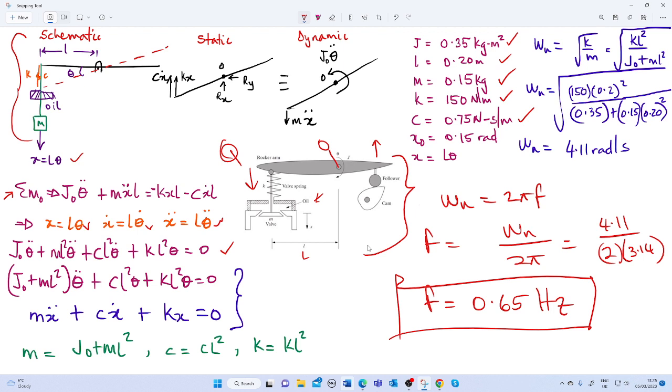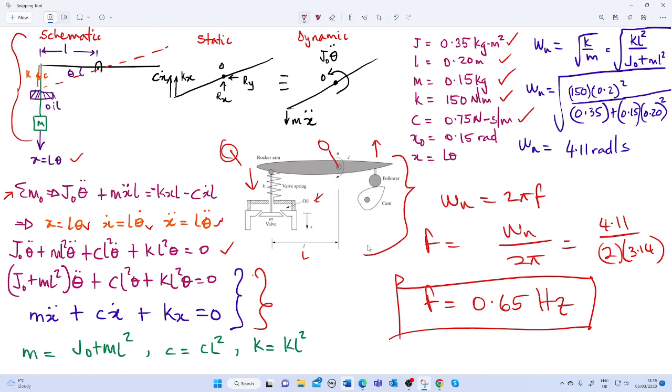And by this, we can juxtapose the final derived equation with the standard mass dynamics equation, which is m x double dot plus c x dot plus k x equals 0. Now, from this particular equation, by linearizing, we can find the mass to be J plus m L squared, and our C, which is the viscous constant, equals c L squared, and K, that is the stiffness, equals k L squared.